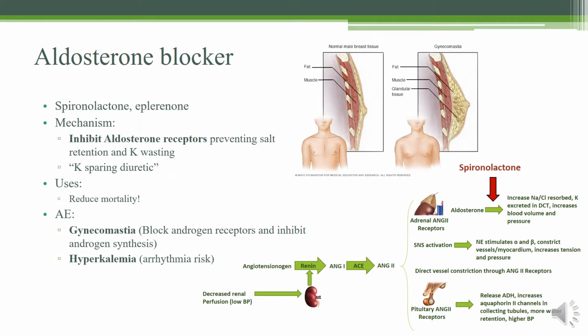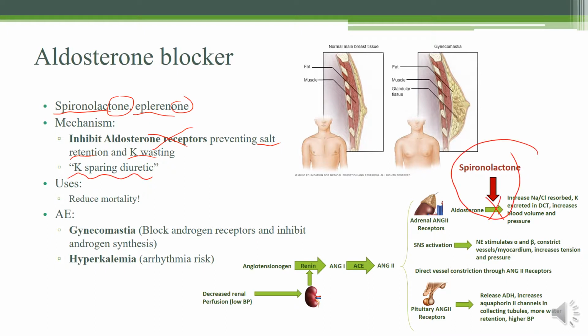Aldosterone blockers, you need to know two of them, spironolactone and eplerenone. They end in O and E, just to remind you that they are steroids. That means that they have an intracellular receptor and they are fat soluble. So they go intracellularly and they block aldosterone's intracellular receptor, and this prevents the effects of aldosterone, which is salt retention and potassium wasting. So if they prevent potassium wasting, they're actually potassium sparing, and that's why they're often called potassium sparing diuretics. They're going to work right over here.